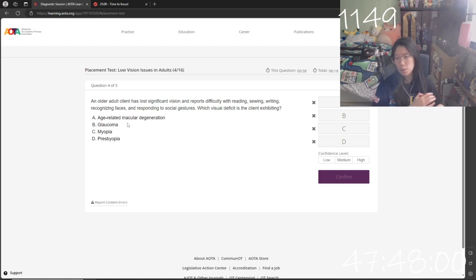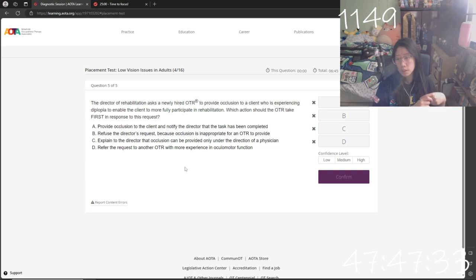Difficulty reading, sewing, writing, recognizing faces, and responding to social gestures. I don't think this is age related. I don't think it's glaucoma. I think it could be myopia or presbyopia. I'm just gonna go with myopia. I don't know. Confidence level very low.